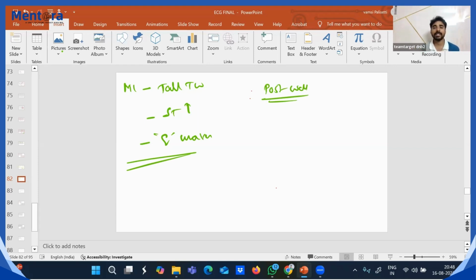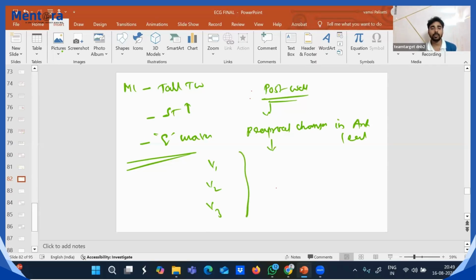What we can see are reciprocal changes in the anterior leads. If the posterior wall is infarcted, you can see reciprocal changes in the anterior leads, V1, V2, V3. So instead of ST elevation, you will have ST depression. Very important. Similarly, instead of Q waves, you will have R waves. Instead of T inversion, you will have upright T waves. You understand this?